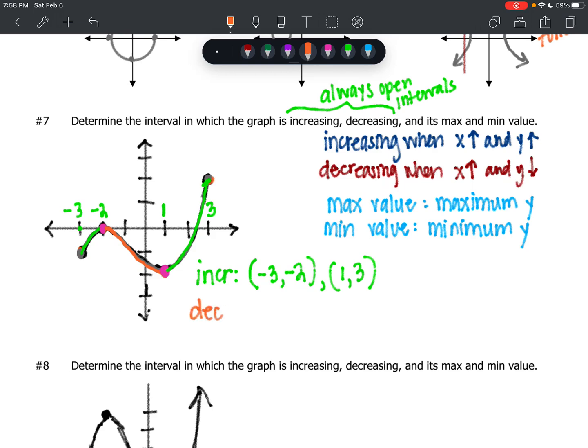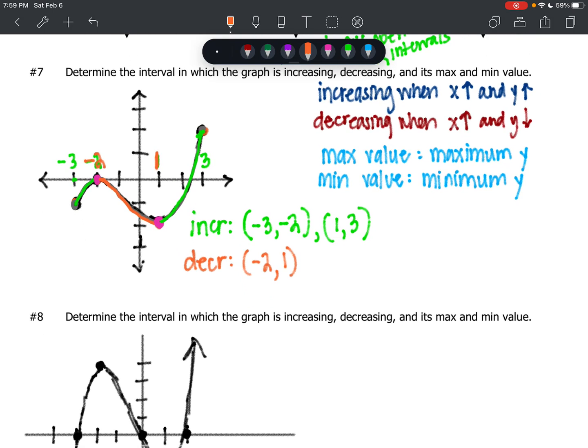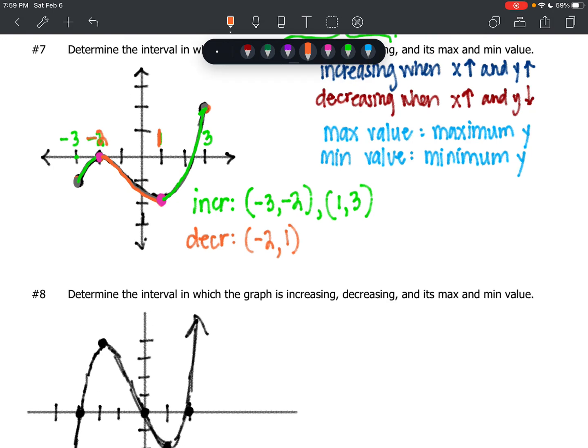The decreasing interval happens from -2 to +1. So the interval at which a graph is increasing are the values in the domain in which x is getting larger and y is also getting larger. And then decreasing, again, that interval is the interval of x values in which as x increases, y decreases.